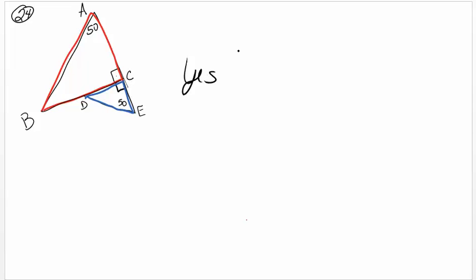If I was asked for a reason, it would be angle, angle, similarity, AA, and the similar symbol. It didn't ask me for a reason, it asked me for a similarity statement. So triangle, and I'm going to name the red one first, triangle ABC, is similar to triangle, and it has to be in the same order.